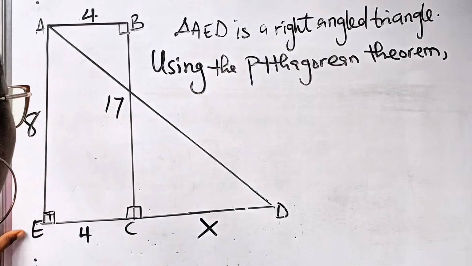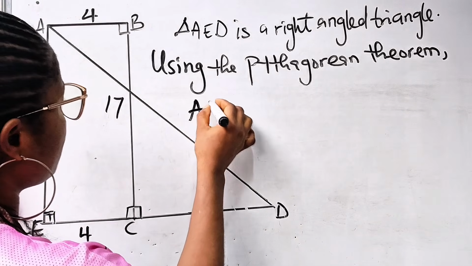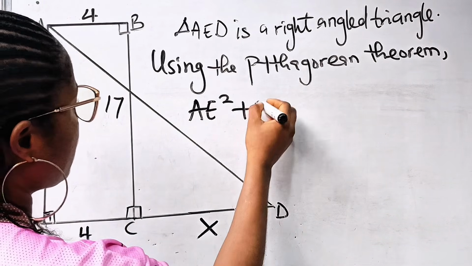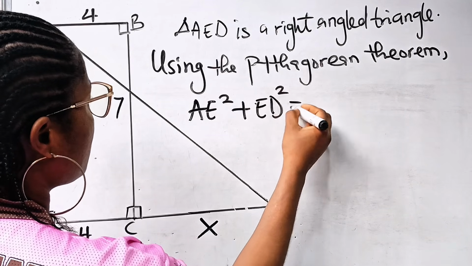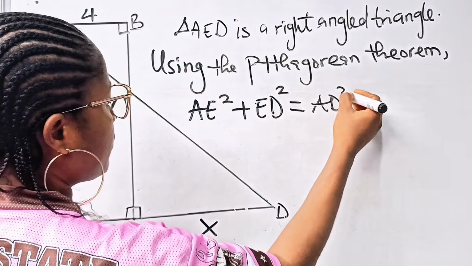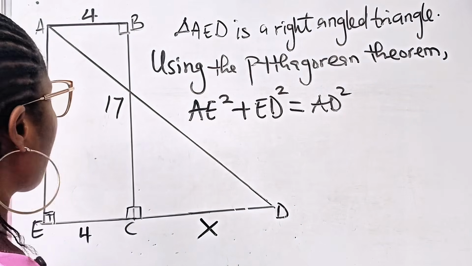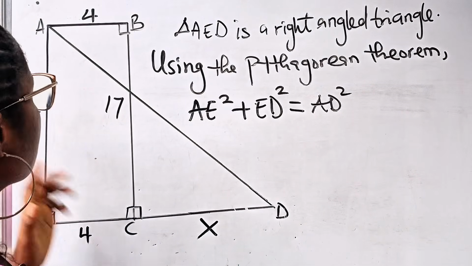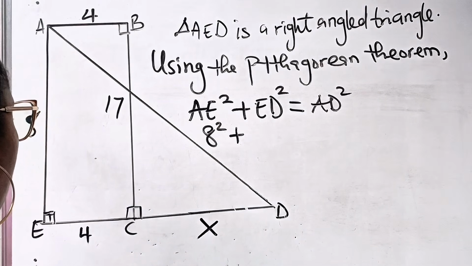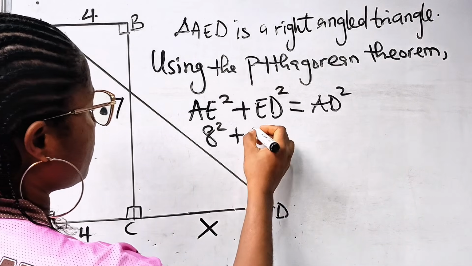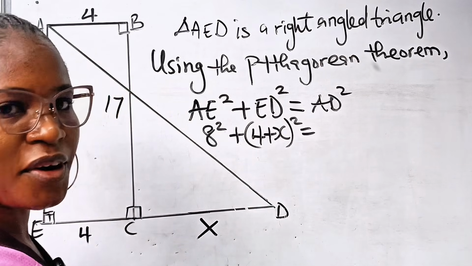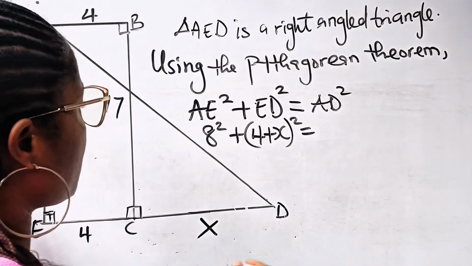So we can say AE squared plus ED squared is equal to AD squared. Now AE is 8, so 8 squared. ED is 4 plus x. This is where you need to be careful. And AD is 17.